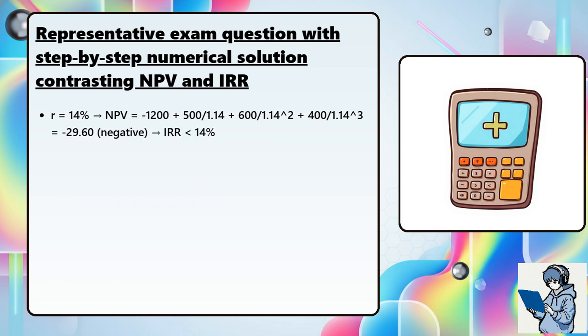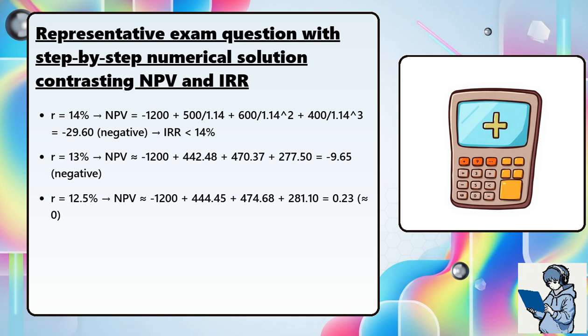R equals 14% gives NPV equals negative 1200 plus 500 divided by 1.14 plus 600 divided by 1.14 squared plus 400 divided by 1.14 cubed equals negative 29.60. Negative, therefore internal rate of return is less than 14%. R equals 13% gives NPV approximately equals negative 1200 plus 442.48 plus 470.37 plus 277.50 equals negative 9.65. Negative.